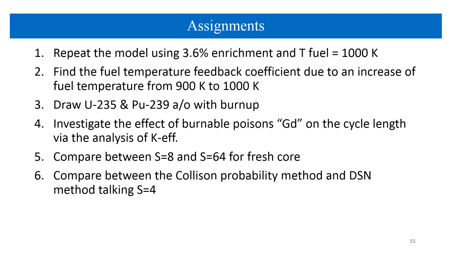Number five, compare between S8 and S64 for fresh core. Here, as I mentioned, if we increase the order of S in the SN method, we will get better results. I want you to compare the results for the group constants and the K effective for S equal 8 in one run, and in the other run use S equal 64. Finally, compare between the collision probability method and DSN method, taking S equal 4.